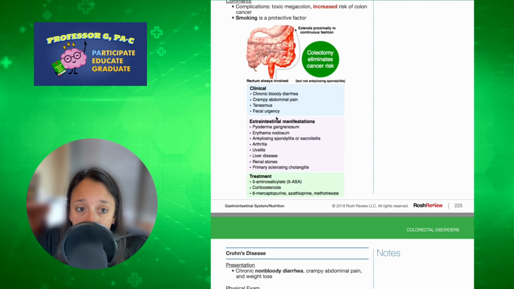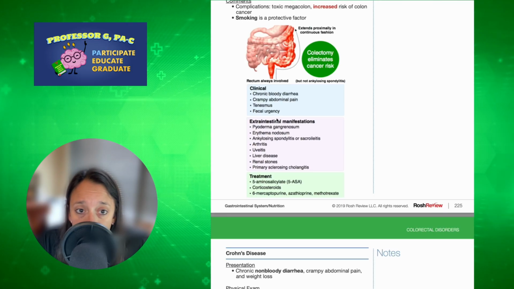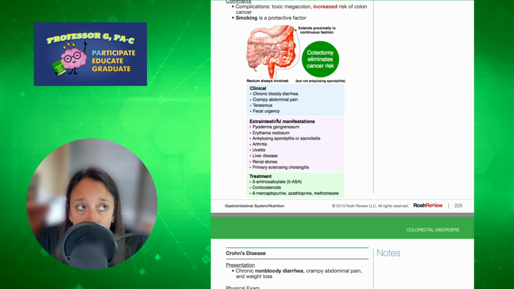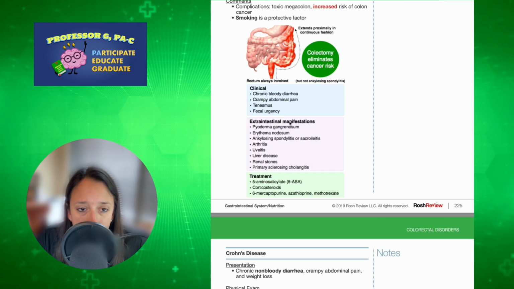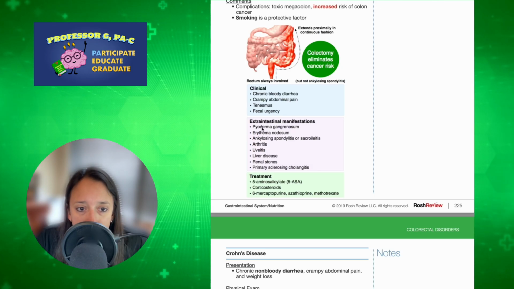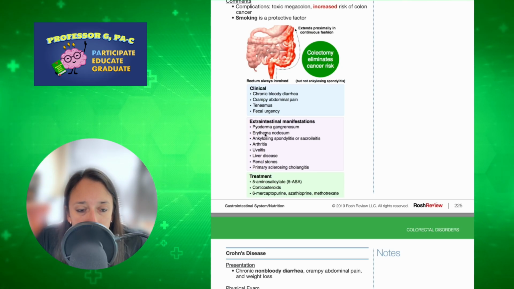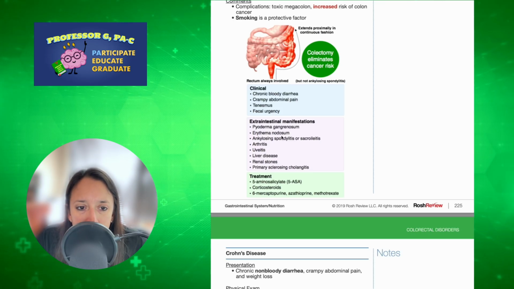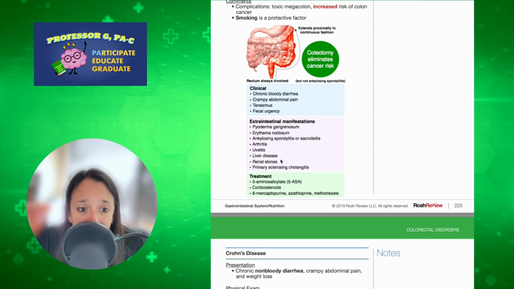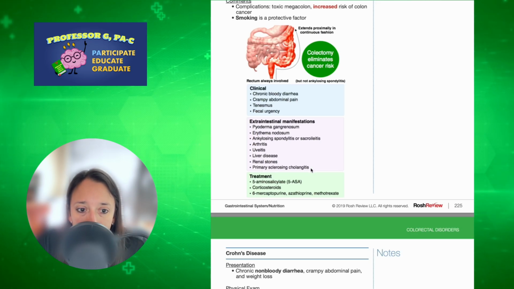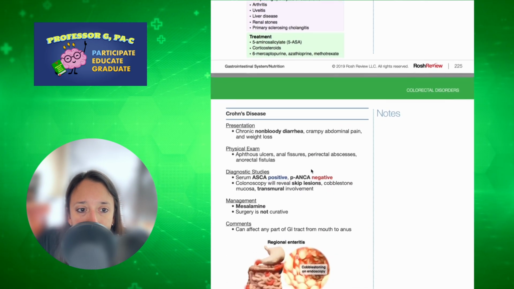One thing that we haven't talked about yet is the extraintestinal manifestations. So both ulcerative colitis and Crohn's both have a lot of potential extraintestinal manifestations. Some of them for UC include pyoderma gangrenosum, which, Google it. It's a pretty striking rash they can get. Erythema nodosum, which are the hard lesions on the shins and elbow surfaces, extensor surfaces. They can also get ankylosing spondylitis, arthritis, uveitis, liver disease, renal stones, and primary sclerosing cholangitis, which we talked about earlier. Okay. Let's talk about Crohn's disease.